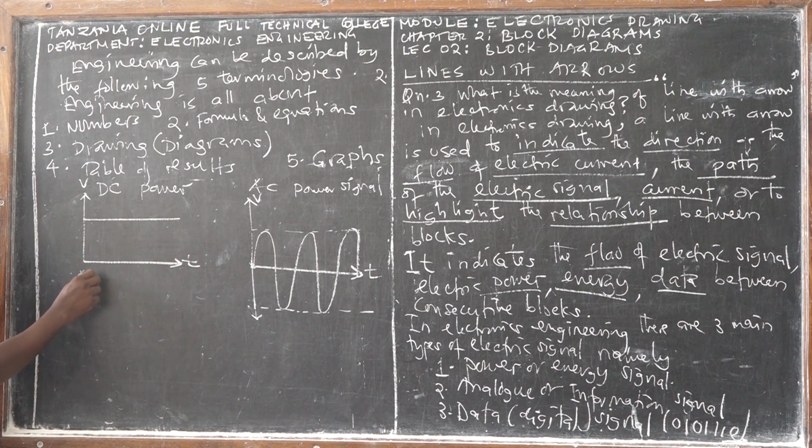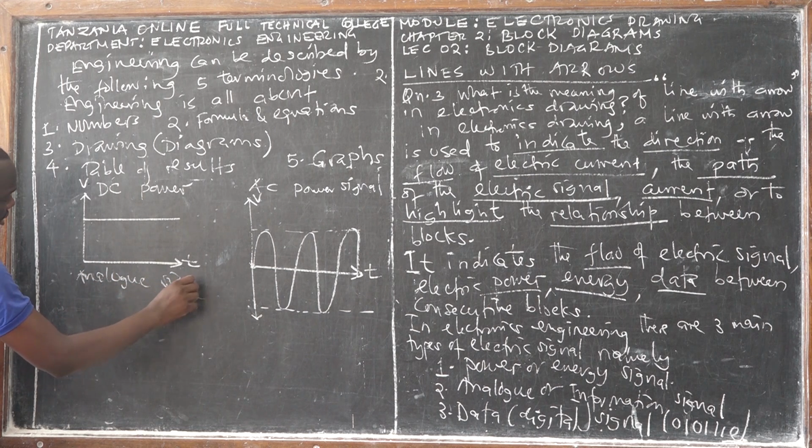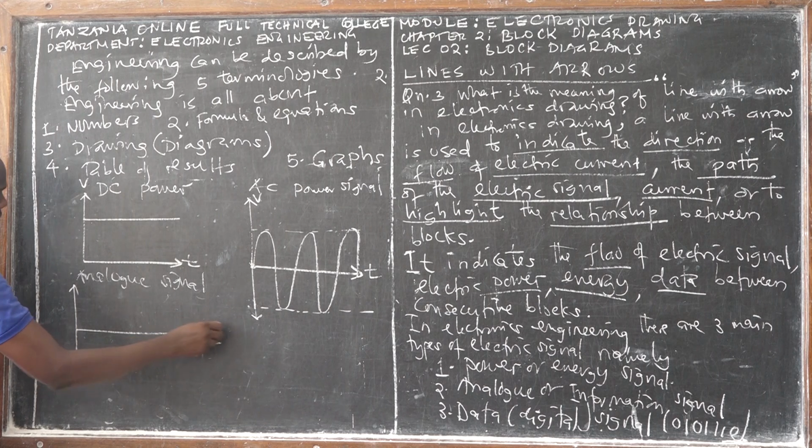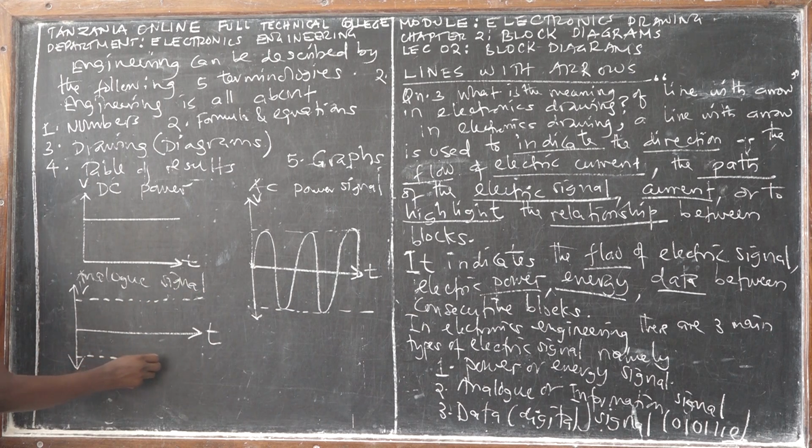Analog signal is a continuous signal. We may represent the analog signal as sinusoidal signal or waveform. So this is the shape of analog signal. So it's a continuous signal. Analog signal may be called the continuous signal. So this is 0, depending on the frequency. This is the waveform for analog signal.